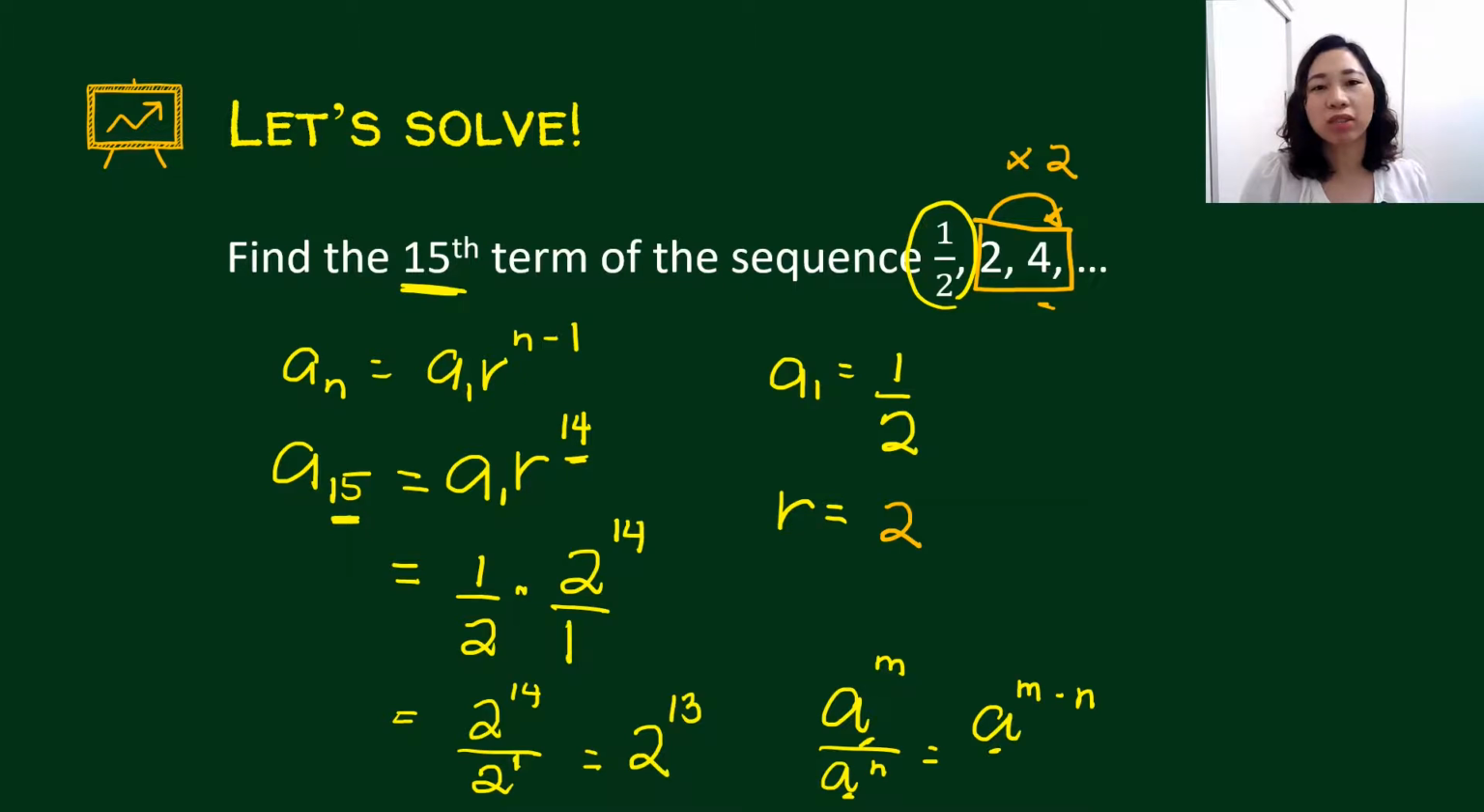Actually, for me, 2 raised to 13 is okay. If your teacher wants the number which is really equal to 2 raised to 13, that's fine. You can easily compute it. But for me, I guess 2 raised to 13 is already okay.